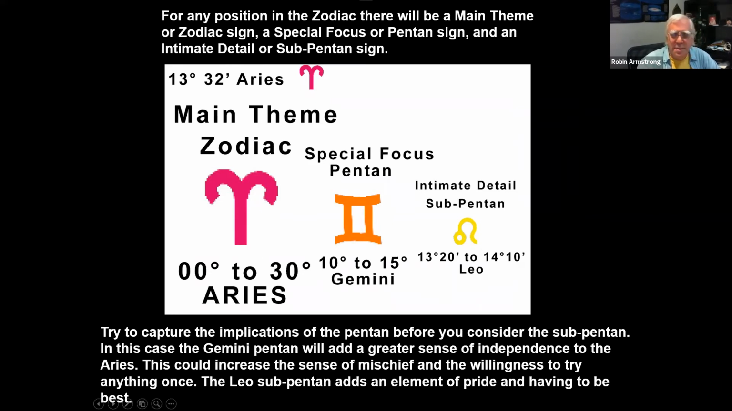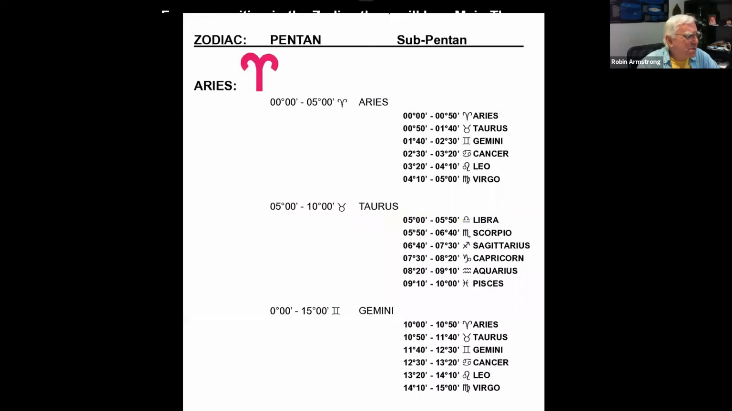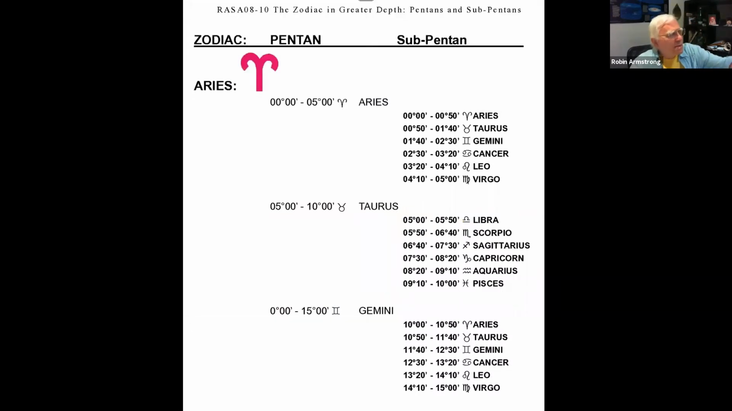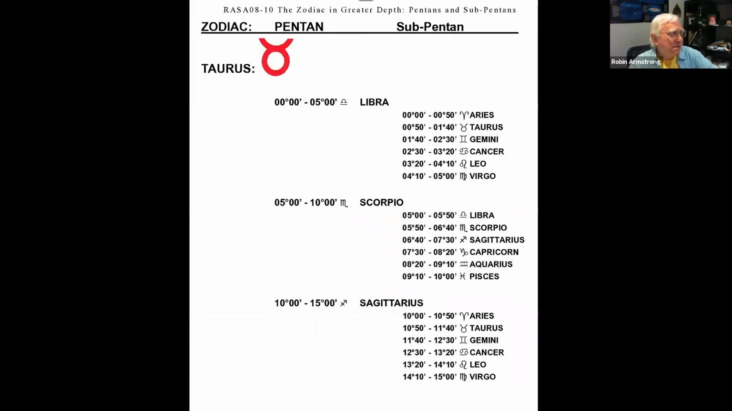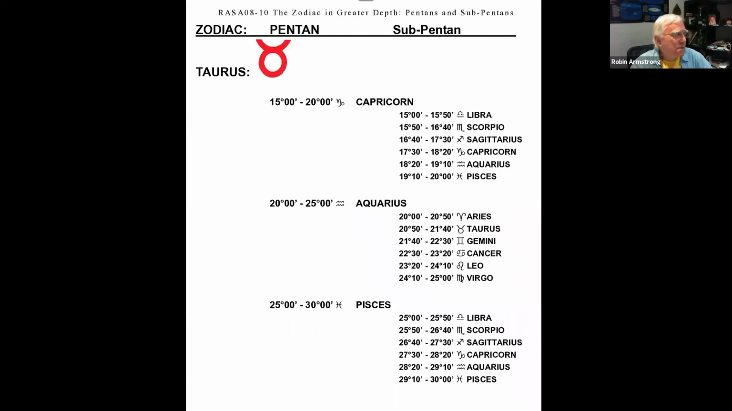Now, I've done a bunch of charts here, but first, this lists all the pentans with the sub-pentans and puts them down in signs. I'm just going to put a few seconds for each one so that you can stop the screen and get a printout of it, so you can have a copy of this ephemeris if you need it to look it up. Taurus. There's 2 for each sign.